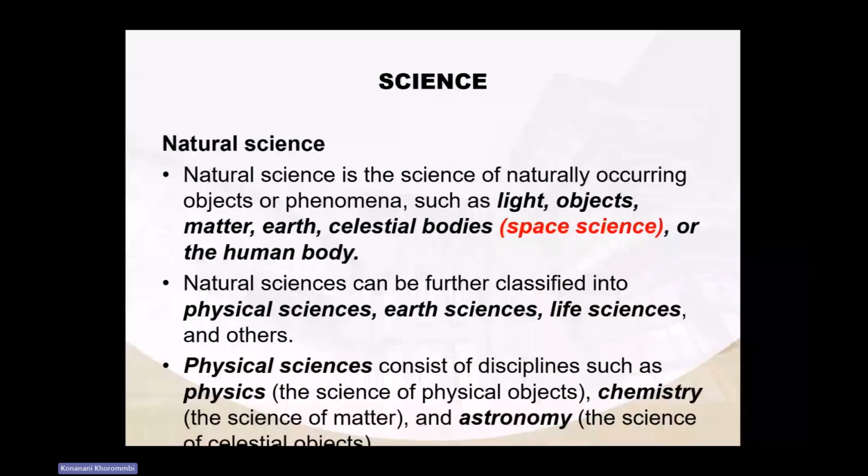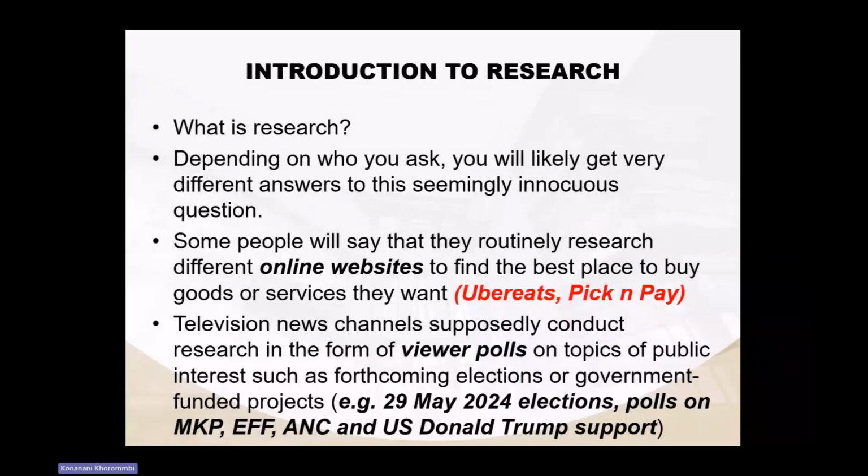So natural sciences can be further classified into physical science, earth science, life sciences, and others. These are the subcategories. But physical sciences consist of disciplines such as physics, chemistry, and astronomy. We just described what natural science is. We did not describe what social science is. But in most instances and in most time in these workshops, we would be dealing with a qualitative research, which mainly belongs to social science.